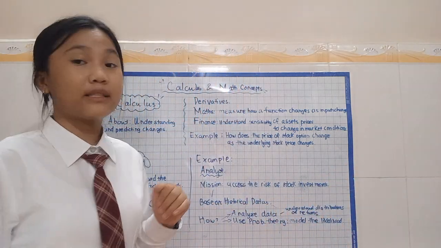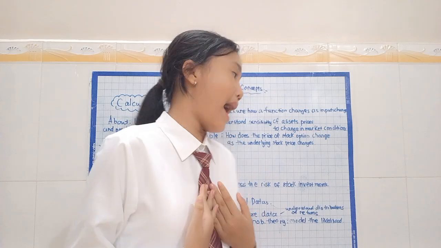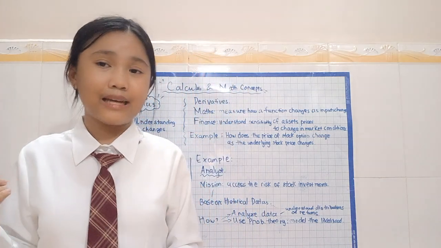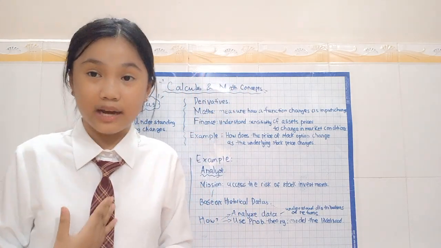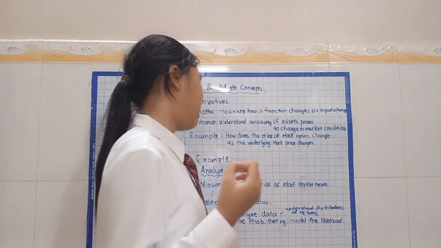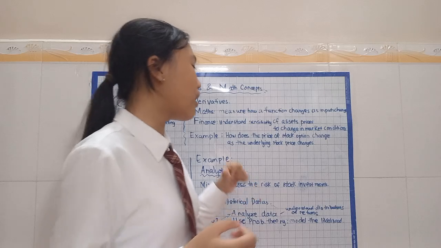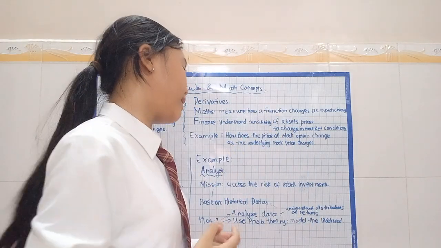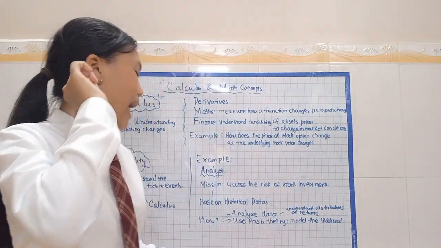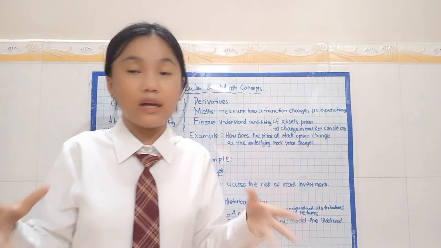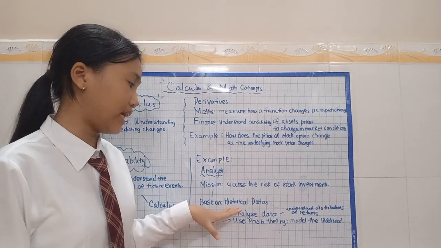So let's look at an example here. Imagine I'm an analyst. What is the mission that I need to accomplish here? The mission is to assess the risk of stock investment. So I need to predict the risk of stock investment. How do we do it? First, as we all know, probability is based on historical data. So we base it on historical data here.